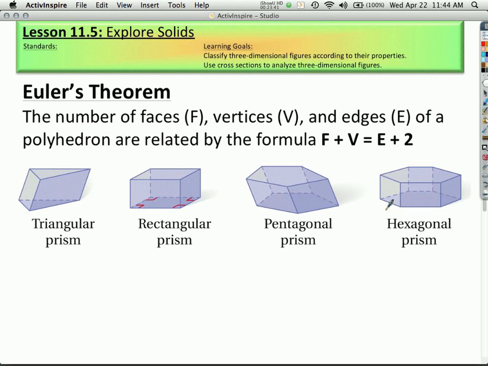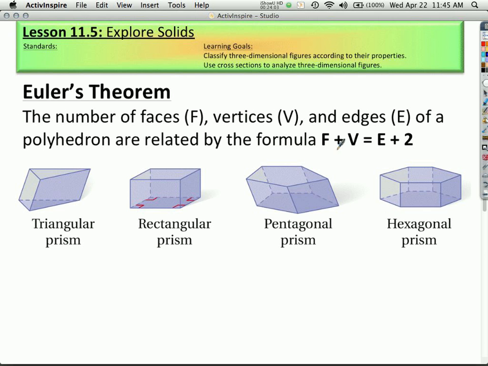So I would like a volunteer to choose one of these four for us to test out Euler's theorem. Choose one of the four. Go ahead. Come on. Okay, Alexandra, pick another one. Pentagonal, very good. So let's try the hexagonal.